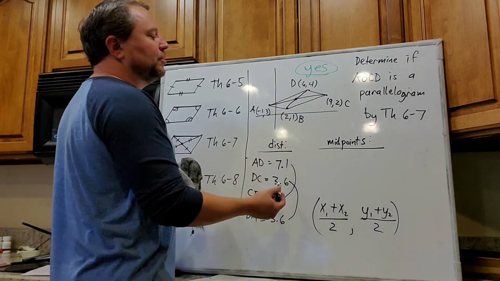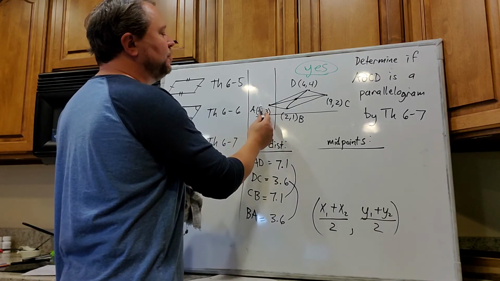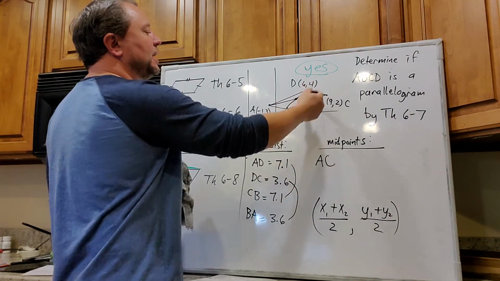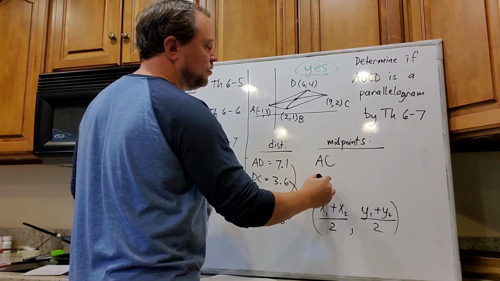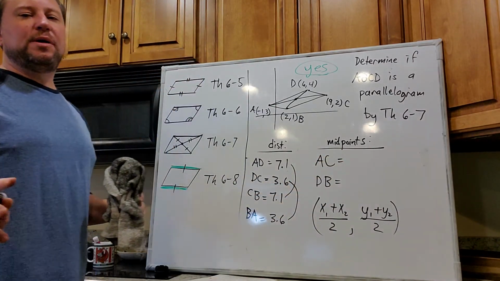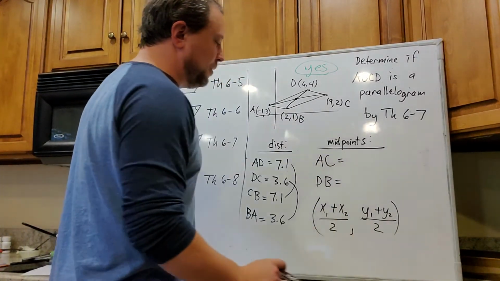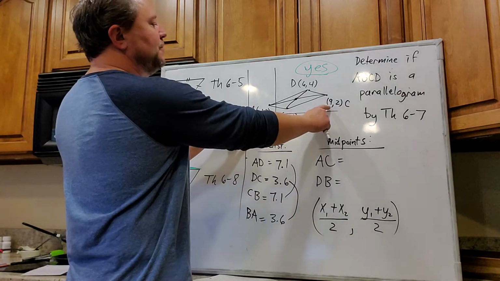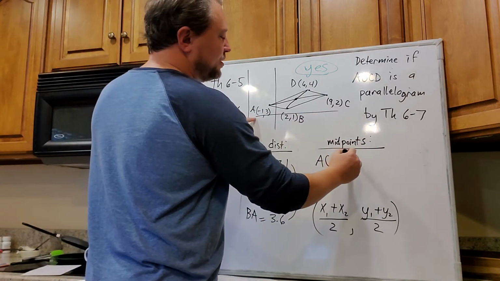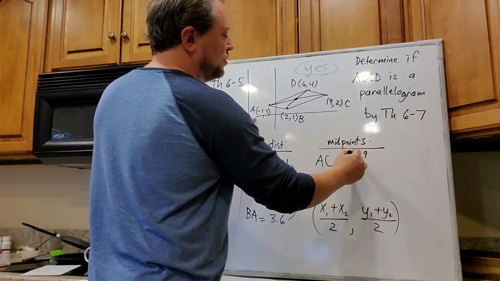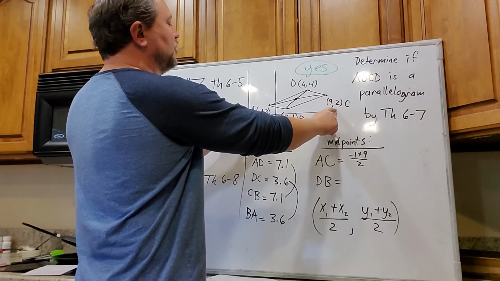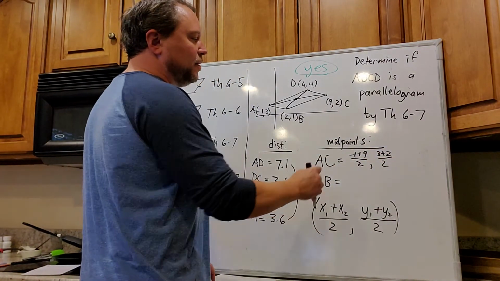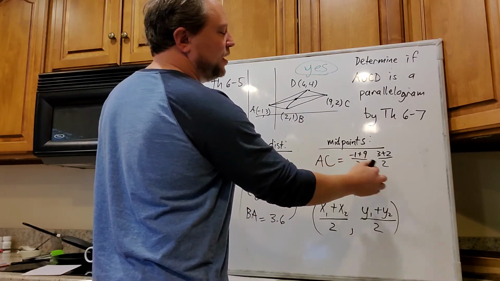So we want to find the midpoint of the two diagonals: the midpoint of AC and the other diagonal, DB. So we're going to find two midpoints here. All right, so we follow our formula by averaging the x values. If I'm doing AC, -1 and 9 are my x values. 3 and 2 are the y values, so I'm going to average them as well. Okay, -1 plus 9 is 8. 8 divided by 2 is 4.